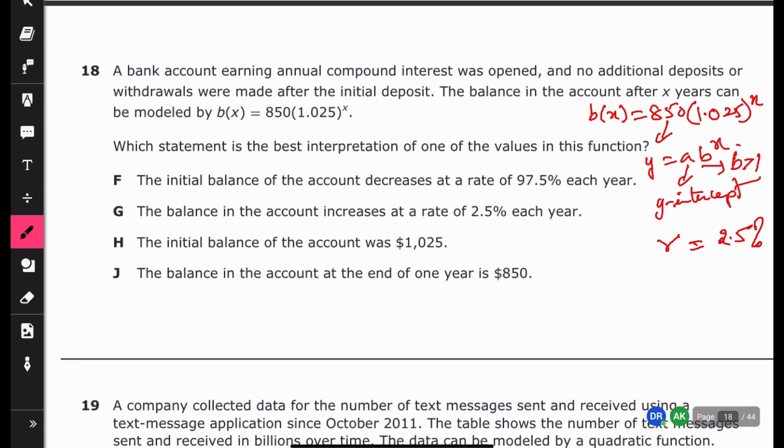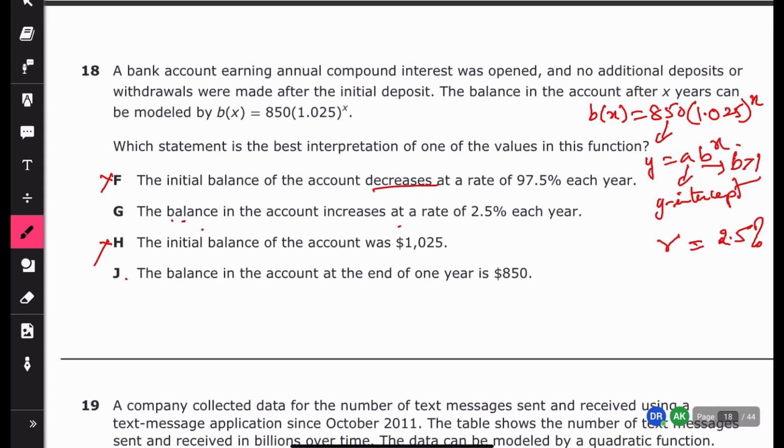Okay, now here the F option is wrong because the initial balance of the account decreases at the rate of 97.5%, but it is not a decreasing function, it's an increasing function. The balance in the account increases at the rate of 2.5% each year. Now here it is given that the initial balance of the account was 1.025. This is wrong because when you put x is equal to 0, the initial amount is only 850, which you get from there. Therefore you cannot take this. And the balance in the account at the end of 1 year is 850.